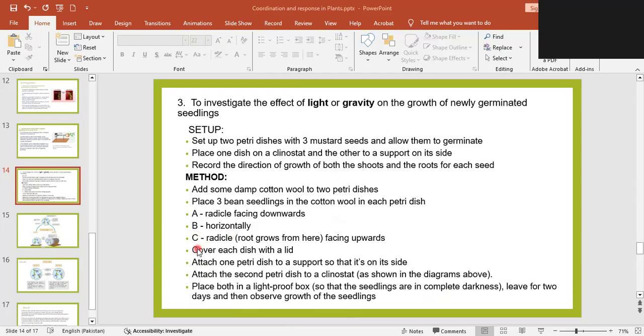Okay, so B is horizontal and C is facing upward. Cover each dish with the lid. Attach one petri dish to a support on its side. Attach the second petri dish to a clinostat, as you can see in the diagram. Place both in a light-proof box so that the seedlings are in complete darkness. So this is one of the factors which I have kept constant, to provide no light. Okay, leave for 2 days and then observe growth of the seedlings.